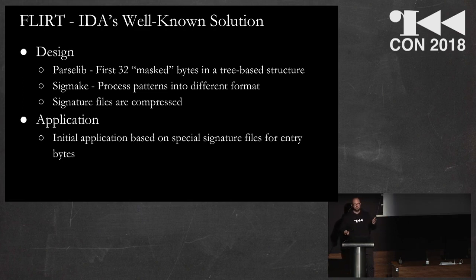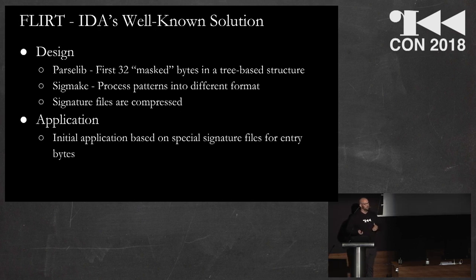And so they store it in a tree-based structure, and then it will branch out where the bytes start to change for each function. After that, using the sigmake tool, they'll process those patterns, and moving away from that tree structure, they will store more of a bit array that represents where the different bytes have changed, and then they'll store the values of the bytes that have changed. And then after that, the signature files are compressed.